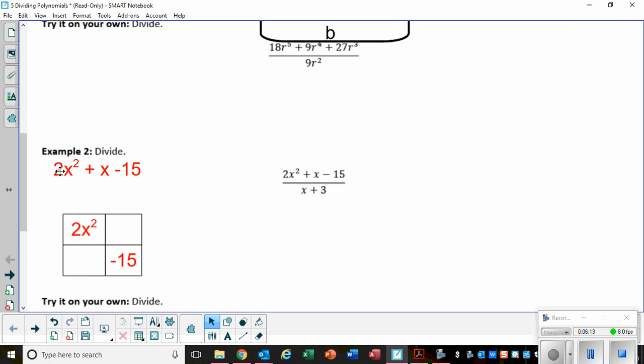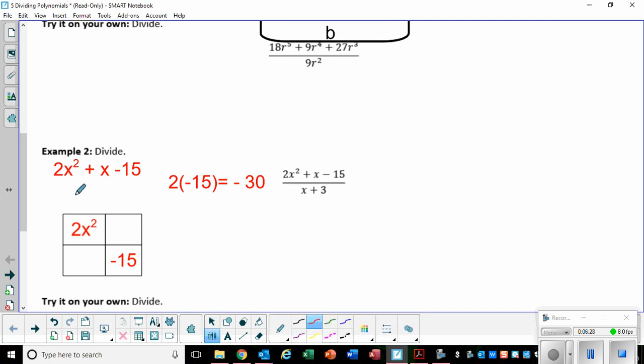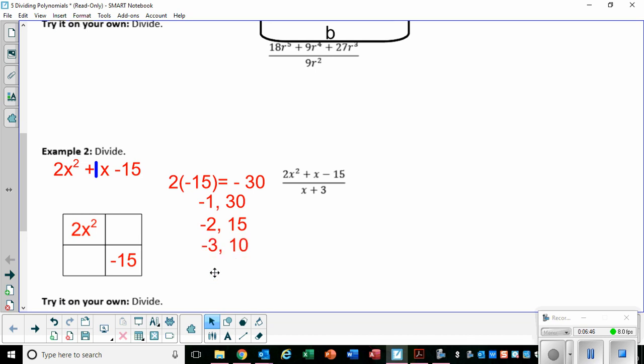To do that, I'm going to multiply 2 times negative 15, and I get negative 30. So I'm trying to come up with numbers that multiply to negative 30, but will add up to this invisible 1 here. There is a 1 right here. That invisible 1, so that's what they need to add to. So I start coming up with numbers. Negative 1 and 30, they don't add up to 1, so I'm moving on. Negative 2 and 15 don't add up to 1, so I move on. Negative 3 and 10 don't add up to 1, so I move on. Negative 5 and 6 do add up to 1, so I'm going to use those two numbers.